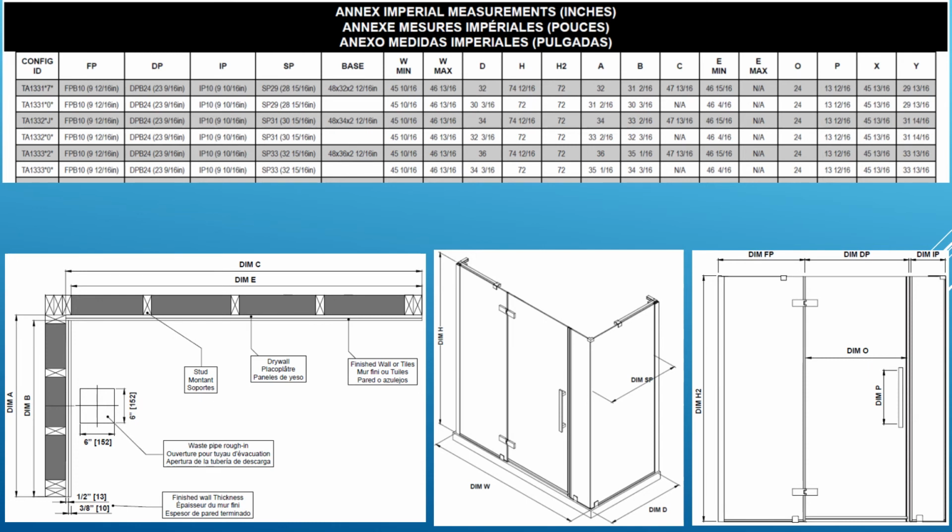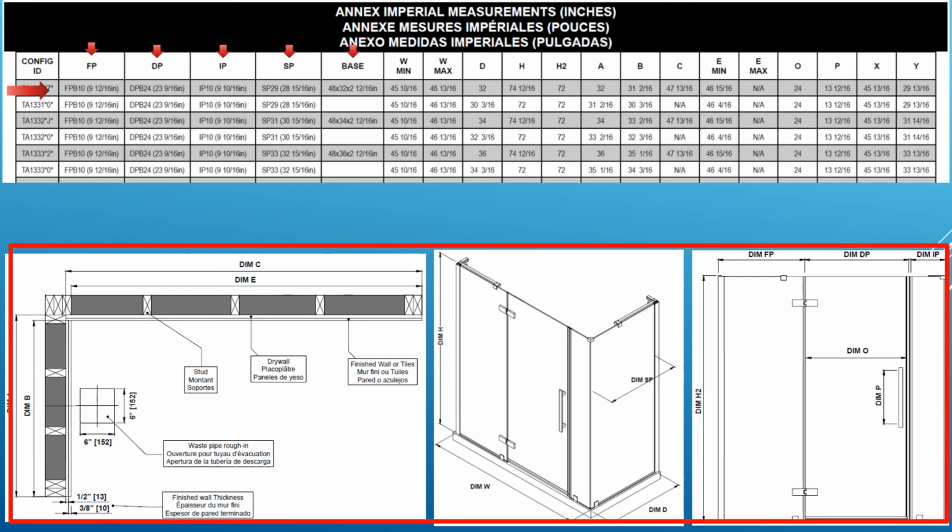As an example, if you had measured a fixed panel of 9 and 12/16 inch, a door panel of 23 and 9/16 of an inch, an inline panel of 9 and 10/16 of an inch, a side panel of 28 and 15/16 of an inch, and a shower base of 48 by 32 by 2 and 12/16 of an inch, then the row of the annex containing all these measurements for your specific shower kit would be the first row here. And you can now understand the dimension drawings in your installation manual with all the correct measurements in inches or millimeters.